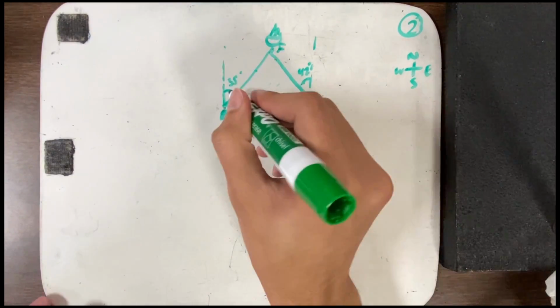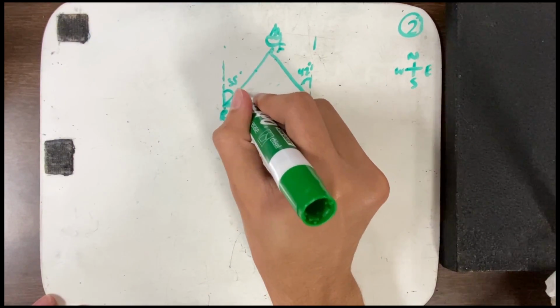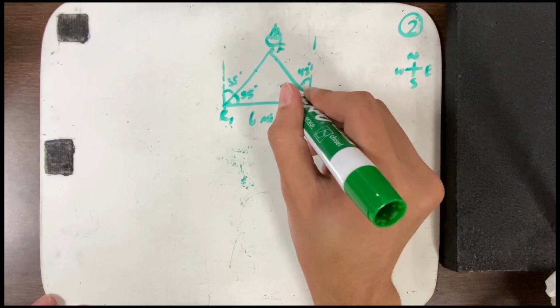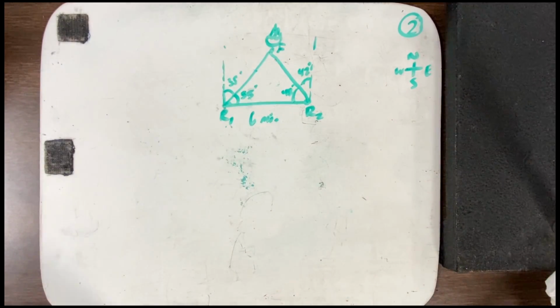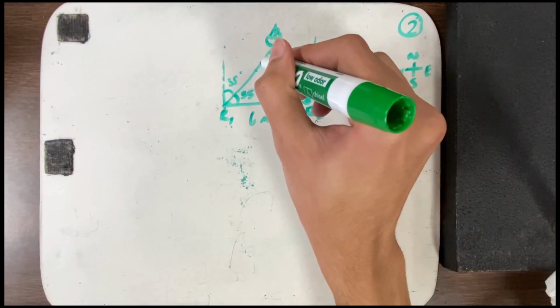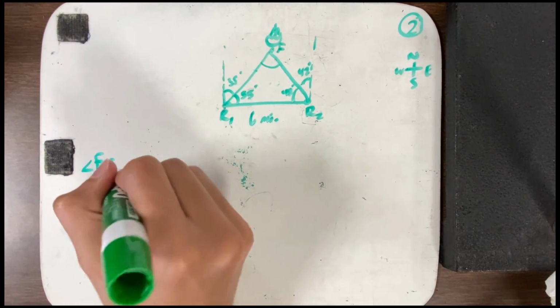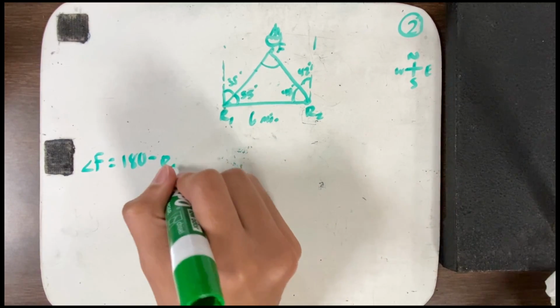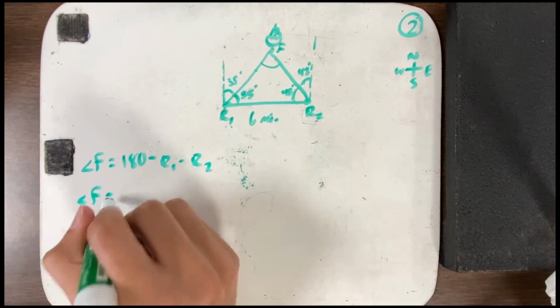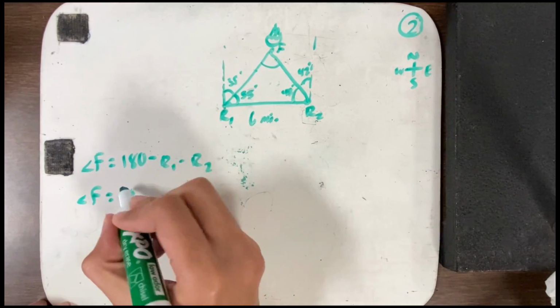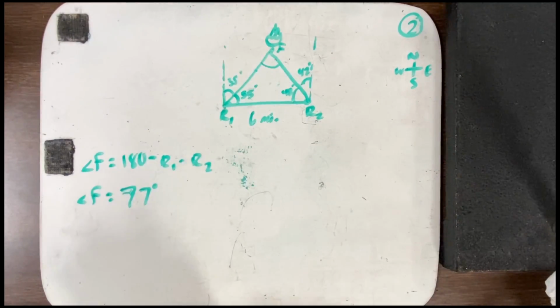R1, R2, and F, which is a fire. And we should be able to tell that R1 is 55 and R2 is 48. You just do 90 minus the other two angles. Now what we can do is we can find the angle of the fire, right? It's just going to be 180 minus R1 minus R2. And that'll get you that the angle of the fire is 77 degrees.